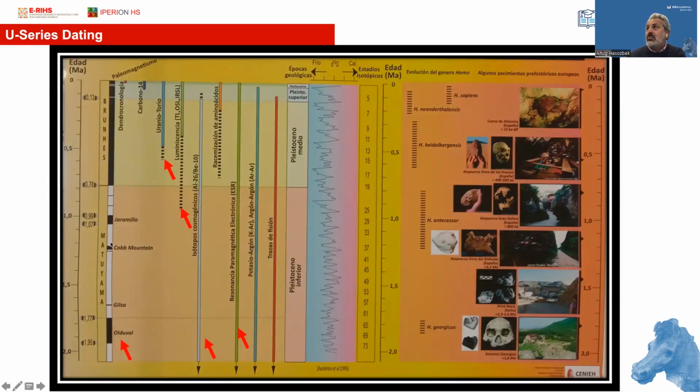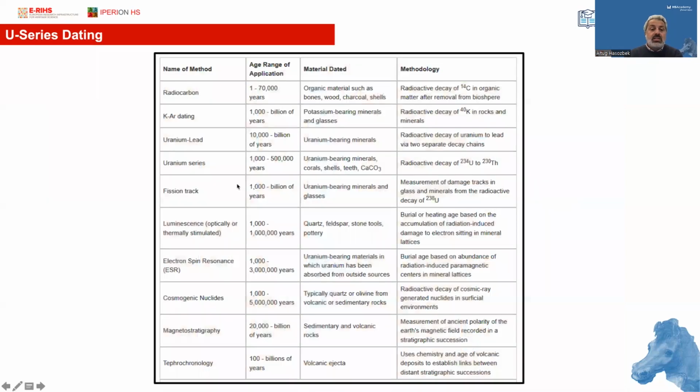The left side is the PaleoMag dating, and this is carbon 14, which is out of our scope right now. This is the uranium-thorium and luminescence. Here you can see that all the techniques can be applicable for human evolution science. Now we are going to focus on uranium series, which has an age range of application from 1,000 to 500,000 years.